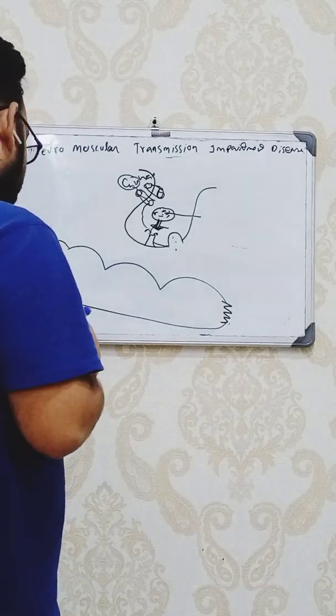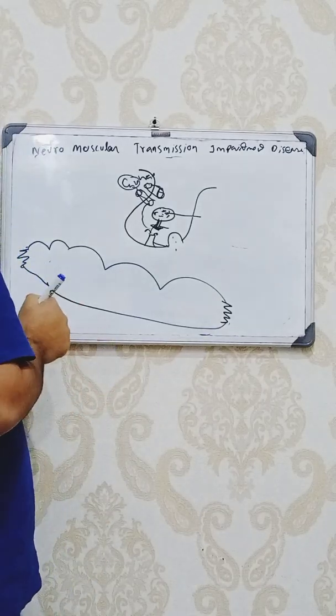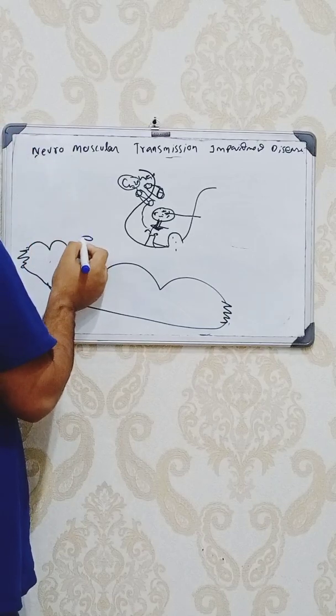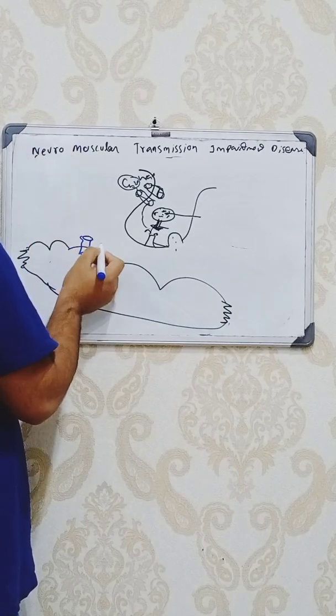But in myasthenia gravis, as I already said, in 85% of the people the main problem is the receptors, like the antibodies against these receptors.